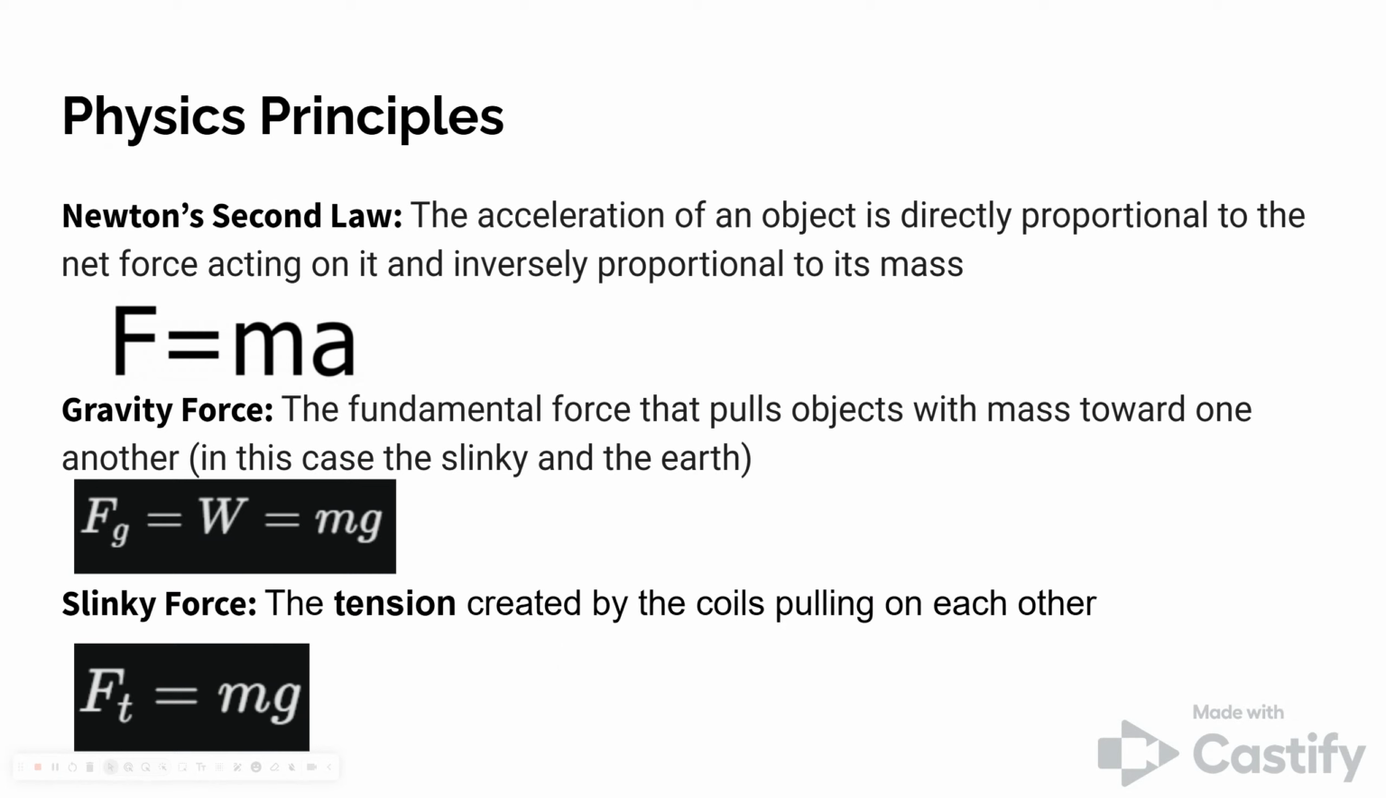And also the slinky force is the tension created by the coils pulling on each other. The tension force would just be mg, and the gravity force is negative because the earth is pulling the slinky towards the center of the earth.